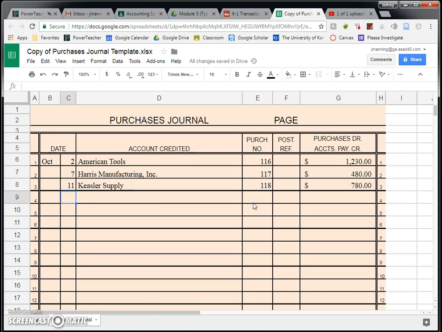On the very last day of the month, you would add up this column right here, and that would be the number that you would transfer into your purchases ledger. Because each of these accounts has its own individual accounts payable, they would go into their particular accounts in the ledger, but that is for another time.